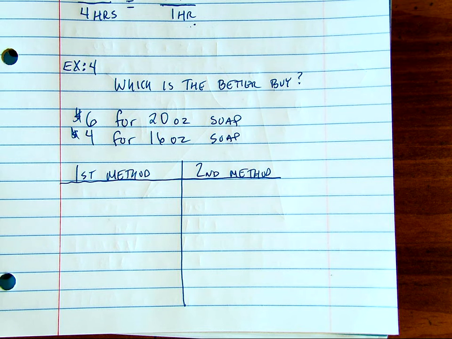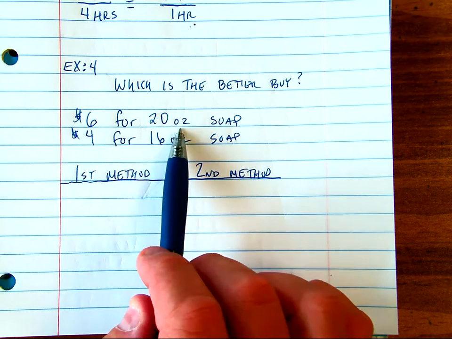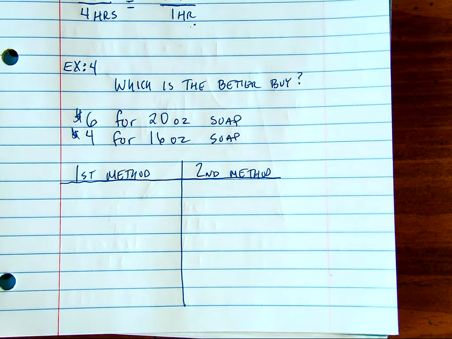$6 for 20 ounces is the better buy? Okay. Is that what everybody got? Emma, is that what you got? No, what'd you get? You got the $4 for 16 ounces? You got $2.50. That's not one of our choices. Our only choices are $6 for 20 ounce or $4 for 16 ounce.